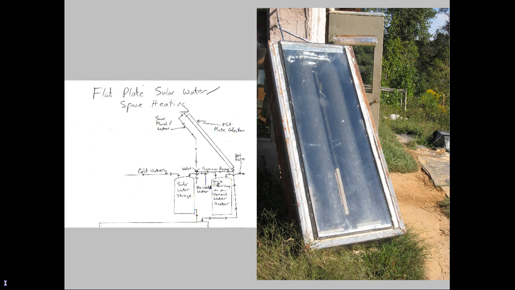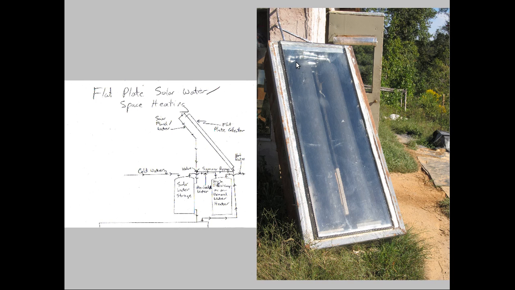Another very simple technology, solar hot water. Again, why everybody doesn't have one of these is baffling to me. They're so effective. There's various kinds of solar hot water. This is the simplest over here. This is a batch collector. That's simply an insulated metal box with a glass pane over it. In this case, double pane glass.